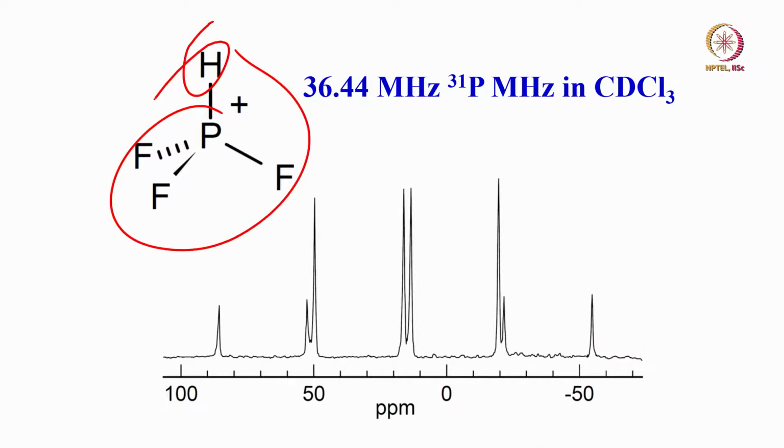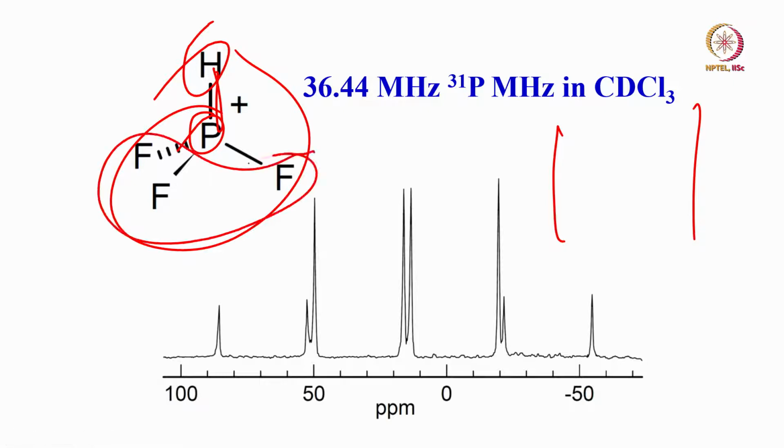There is 1 proton and 3 fluorines. Now, these 3 fluorines are equivalent. Then what is the pattern we expect? Remember, you are looking at phosphorus NMR. Phosphorus can couple to this proton. What will happen? It will become a doublet. And then it is also coupled to 3 equivalent fluorine atoms. Then what will happen? Each line of this doublet will become a quartet.